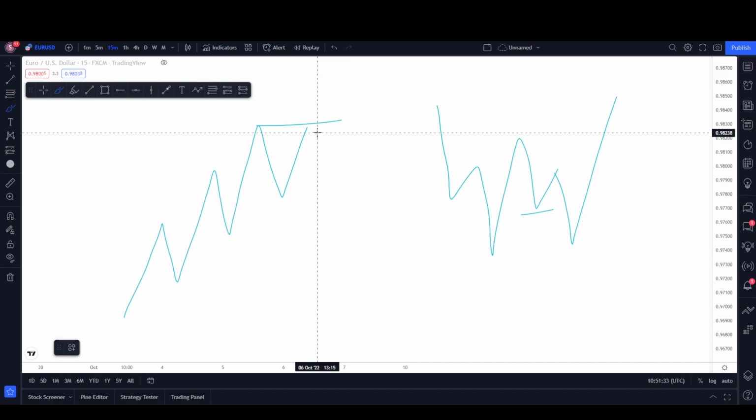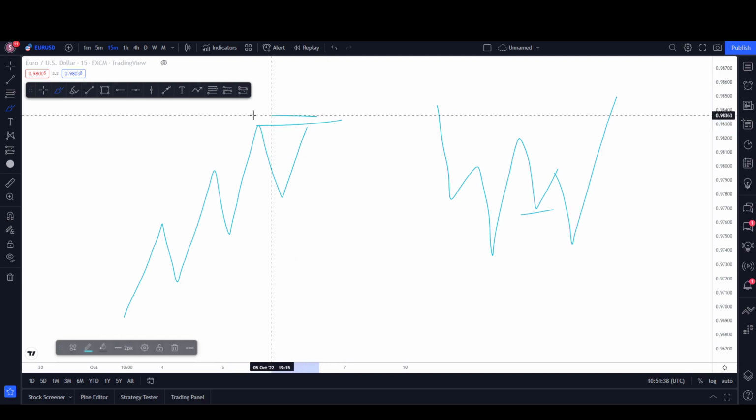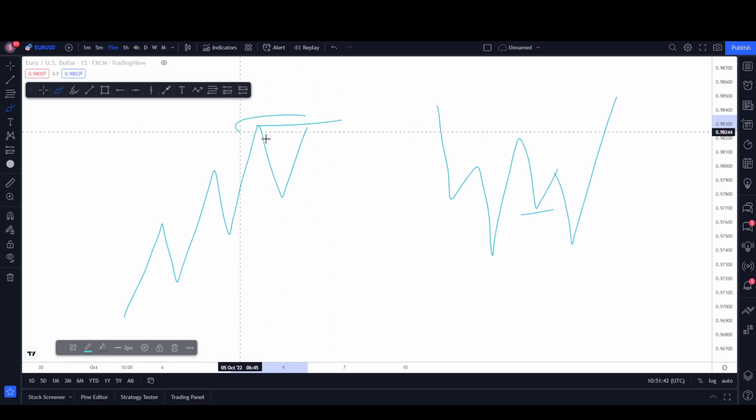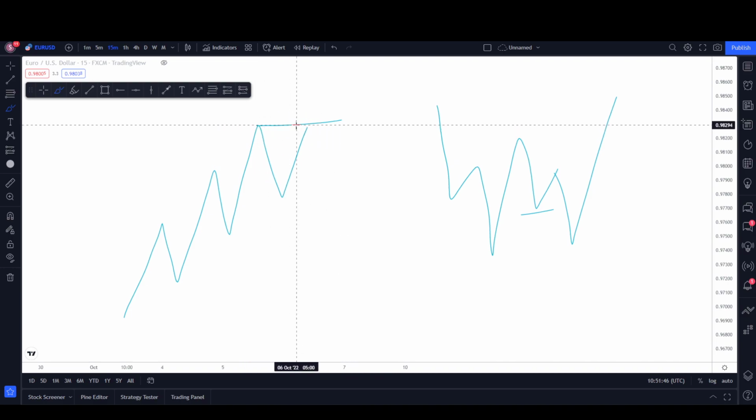in my experience, the highs here have to be painfully equal. It has to be equal highs, really obvious equal highs. Not to the pip, but it has to be equal highs. To me, this is not equal, so I would never use this.